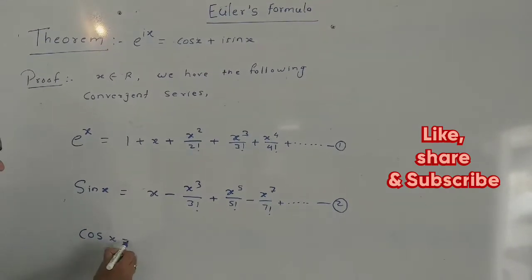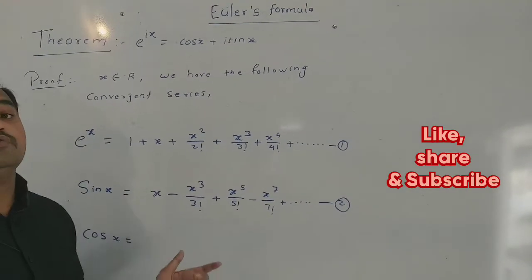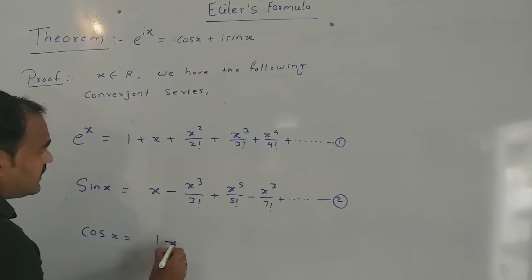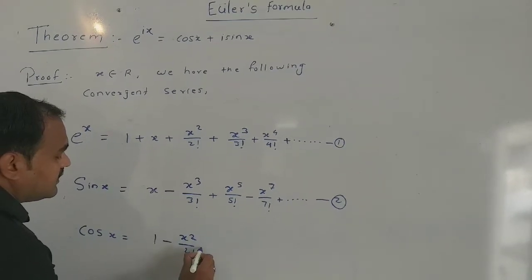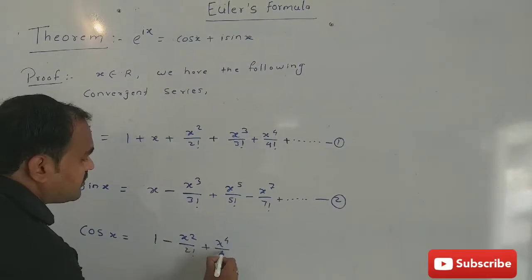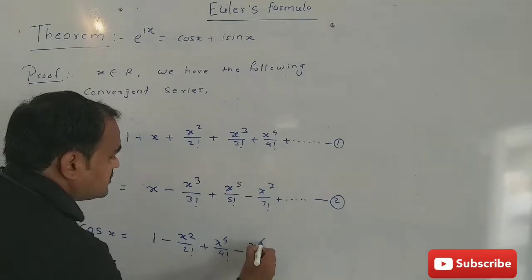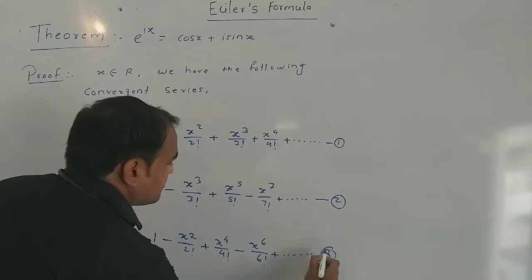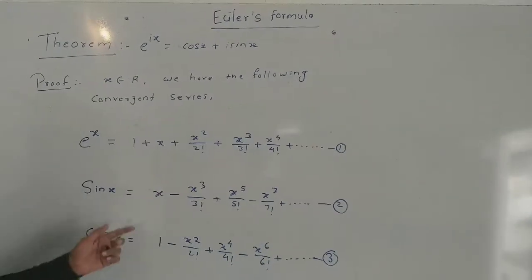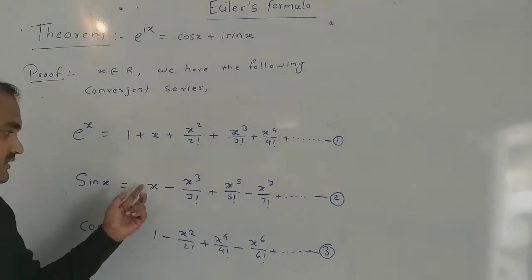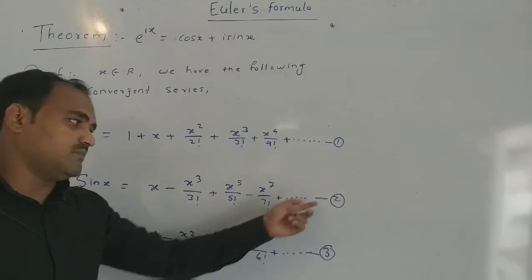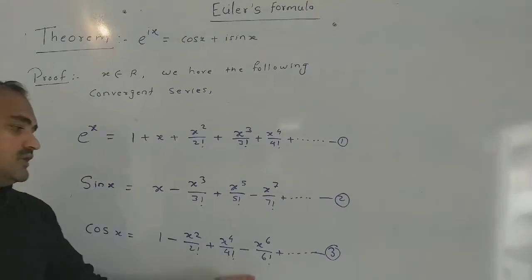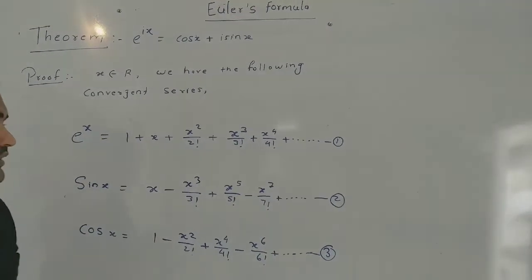And the second function is cos x, which uses the even factorials. So cos x is equal to 1 minus x square upon 2 factorial plus x to the power 4 upon 4 factorial minus x to the power 6 upon 6 factorial plus and so on, called equation number 3. Here we observe the plus and minus signs alternate in the sin function, and in the cos function also, up to so on.